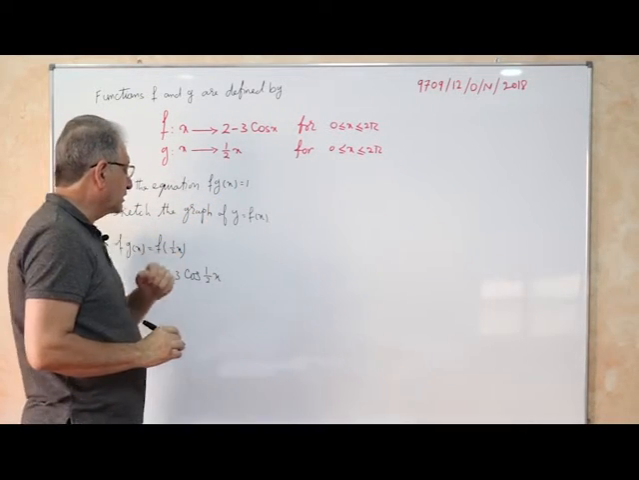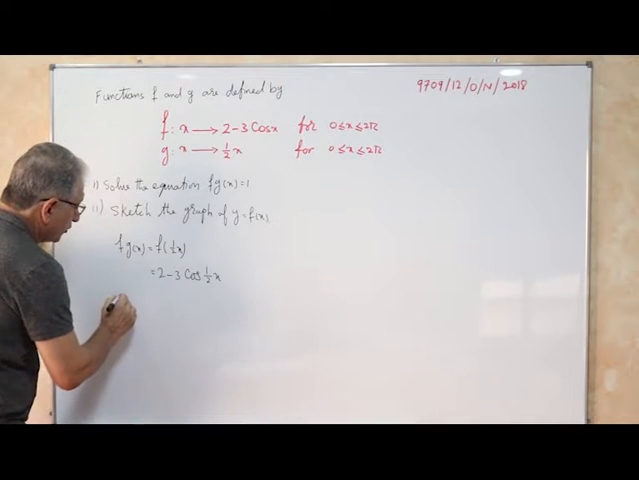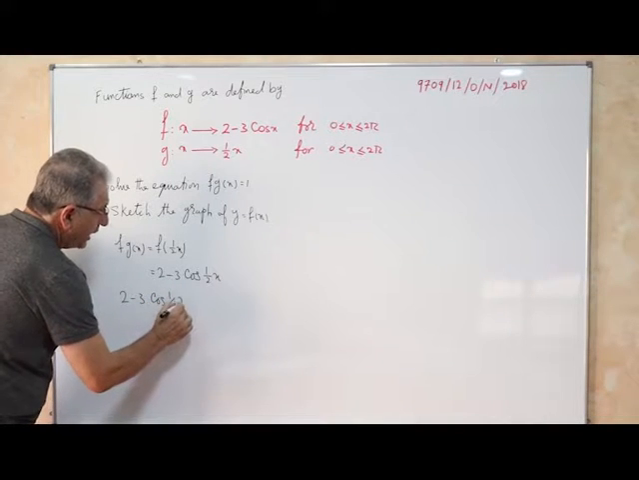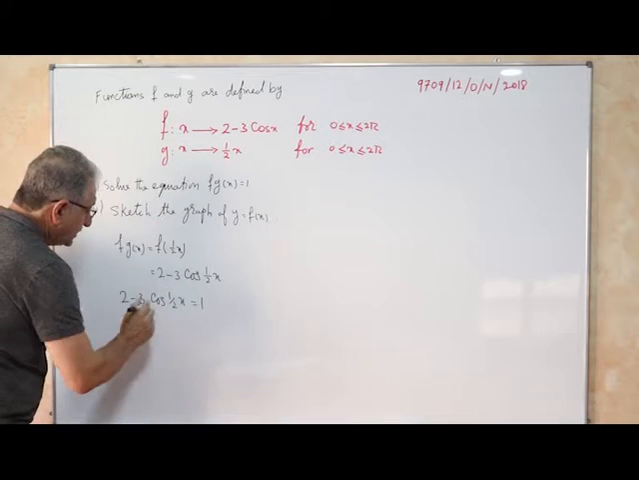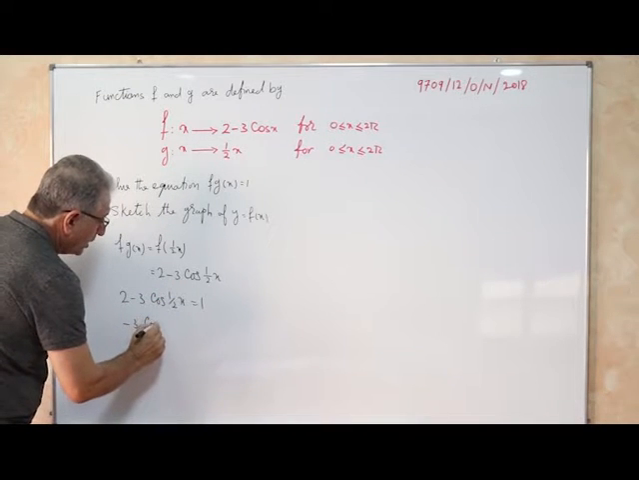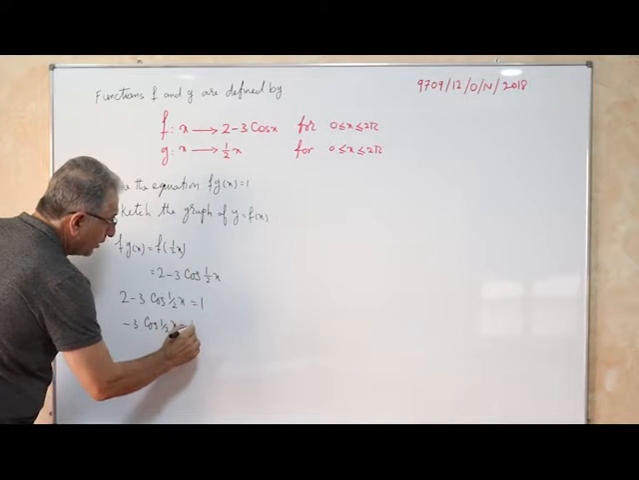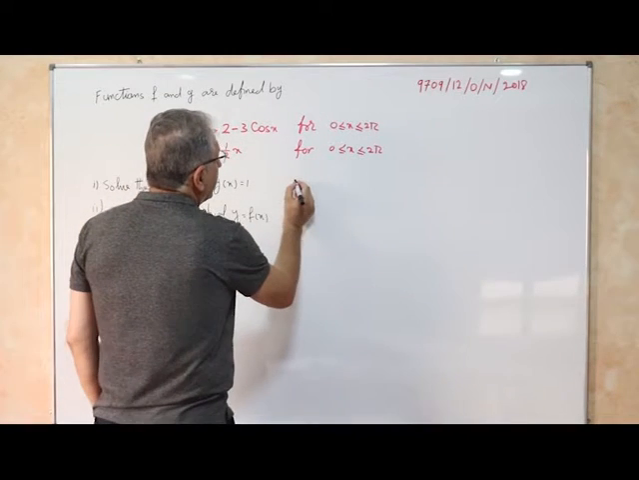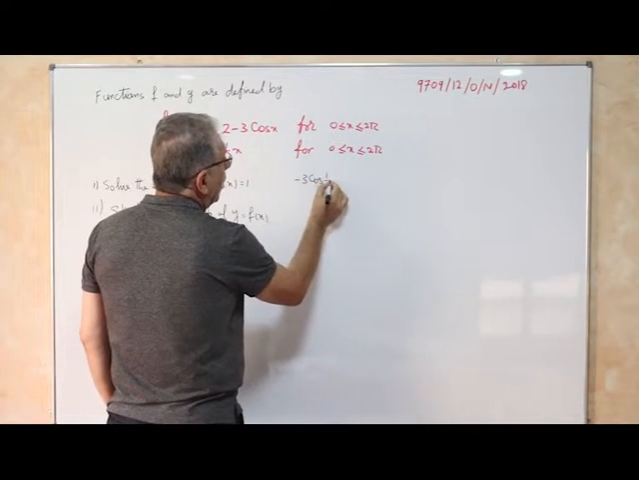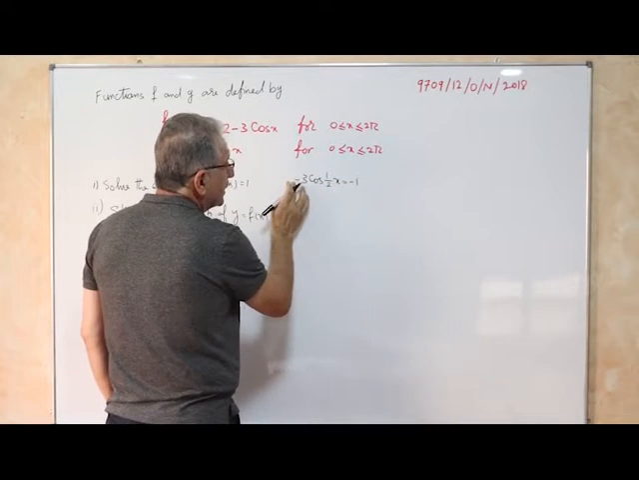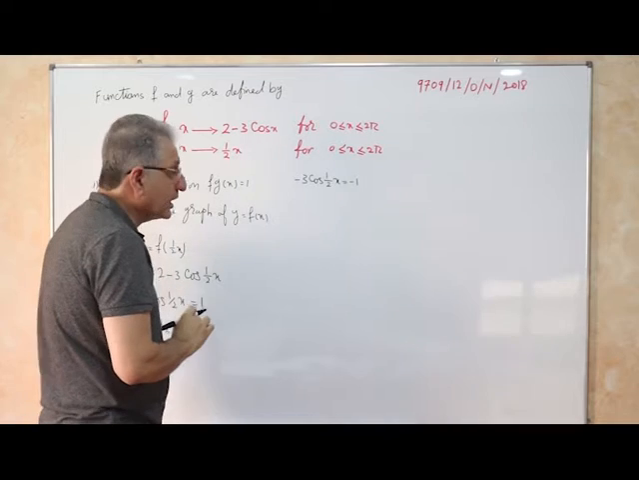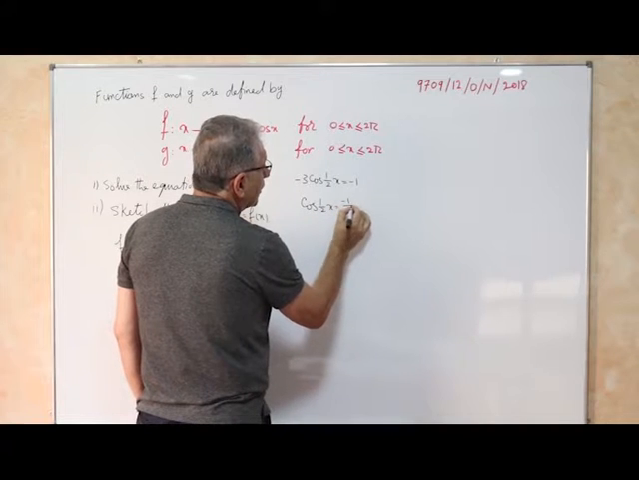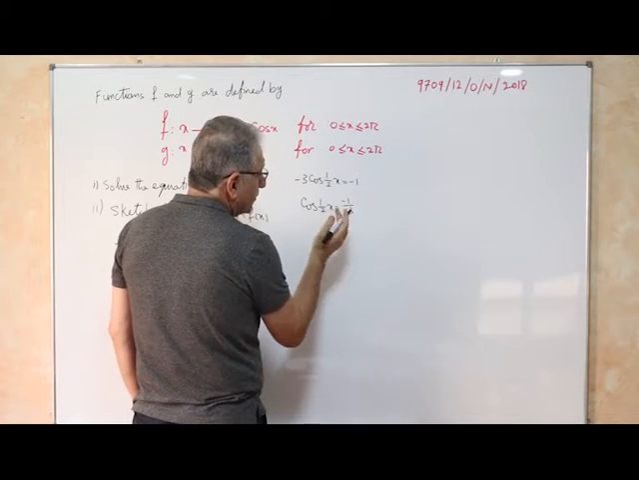Now, put it equal to 1 and solve it. Therefore, I'm going to get 2 minus 3 cos half x equal to 1. Take this that side: minus 3 cos half x is equal to 1 minus 2, which is minus 1. Therefore, minus 3 cos half x is equal to negative 1. Then you divide by negative 3 both sides. You are going to get cos half x is equal to negative 1 over negative 3, which is actually positive 1 over 3.